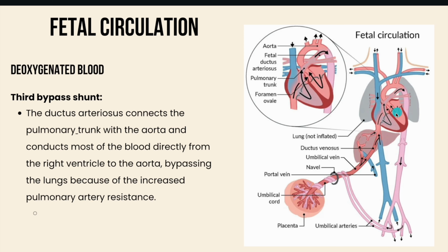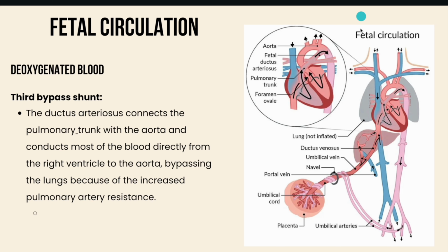The ductus arteriosus bypasses the lungs because of their high resistance, and this is our third bypass shunt, in which deoxygenated blood flows from the right ventricle through the pulmonary trunk into the ductus arteriosus, connecting it to the descending thoracic aorta, where it keeps on draining the rest of the deoxygenated blood from the body, until it finally reaches the common iliac artery, through which the right and left umbilical arteries drain the deoxygenated blood, returning it back to the placenta.